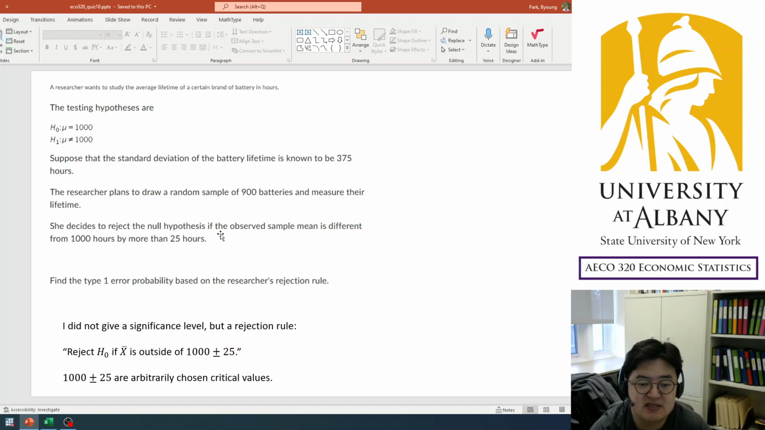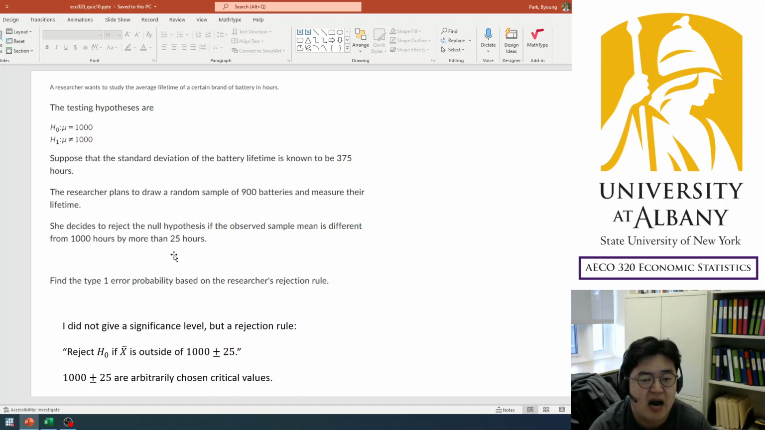So the decision rule is like this. Reject the null hypothesis if sample mean x bar is different from 1,000 by more than 25. So if x bar is outside 1,000 plus minus 25, then you reject the null hypothesis. So it does not use the significance level approach. So actually, it is not a statistical hypothesis testing approach, but basically it's mechanically the same thing. So still, you can calculate the type 1 error probability.